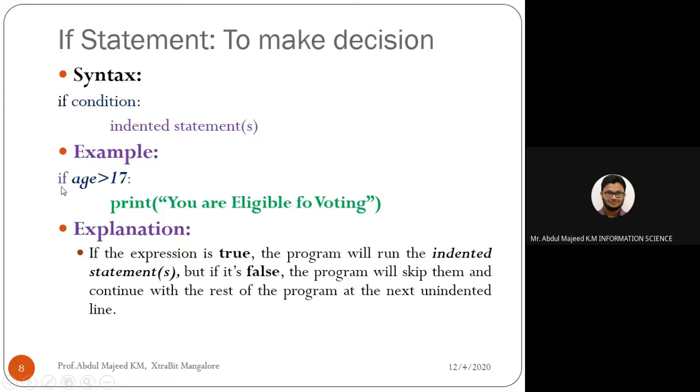Okay, example, if age greater than 17, then print you are eligible for voting. So here if is a keyword, age greater than 17 is a condition. It will return either true or false. Then you can see colon, then with the proper indentation, we are writing the next statement, that is the message, you are eligible for voting. Okay, so if this condition is true, then only it will enter this particular statement. Okay, if age greater than 17 returns false, then this statement will not be executed at all.